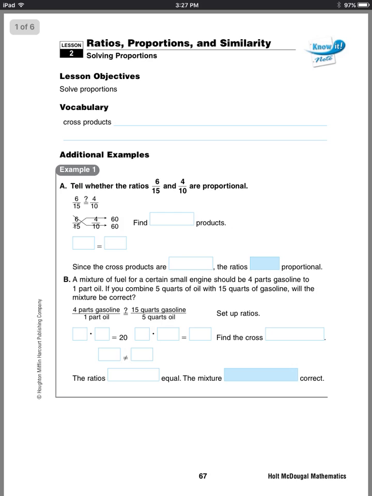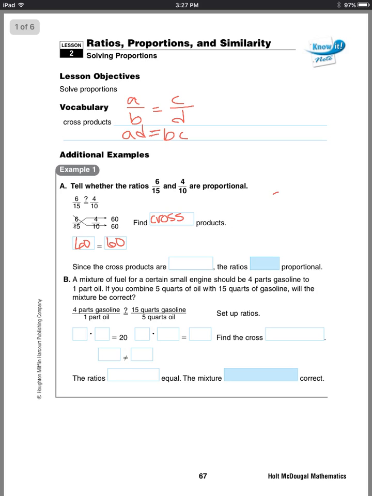So if you have A over B equals C over D, it would be A times D equals B times C. Okay, those are your cross products. So we're going to tell whether the ratios 6/15 and 4/10 are proportional. So we're going to find the cross products. We take 6 times 10 and get 60, 15 times 4 and get 60. So 60 equals 60. Okay?